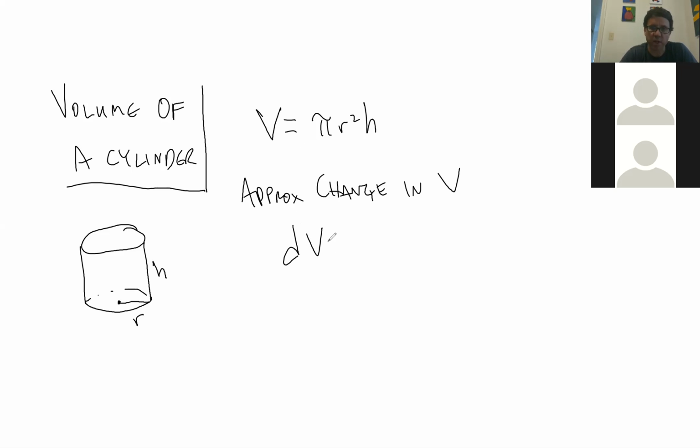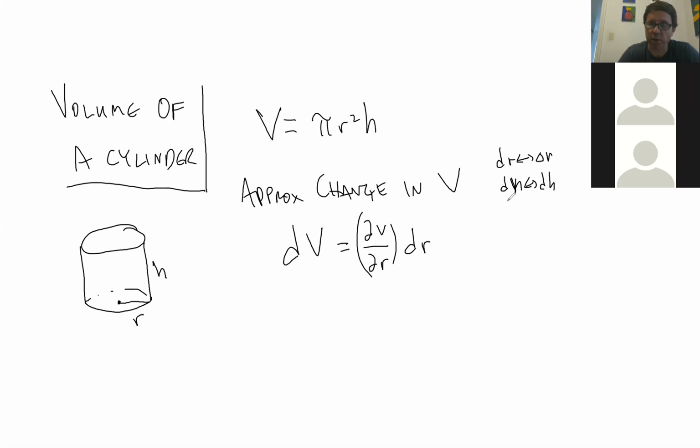So the formula for this will be the derivative of V with respect to r, dV/dr, in the r direction, multiplied by a small change in r. Now here I'm going to use dr interchangeably with delta r. I'm going to be using delta h interchangeably with dh. It just makes the equation look a little cleaner. I'm already mixing 2 d's.